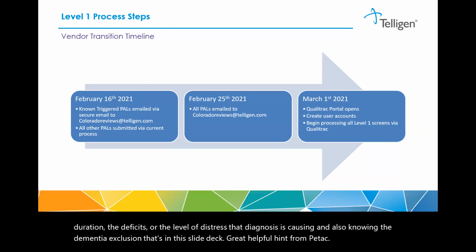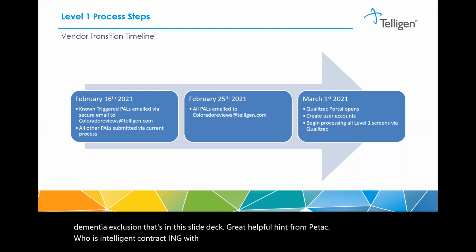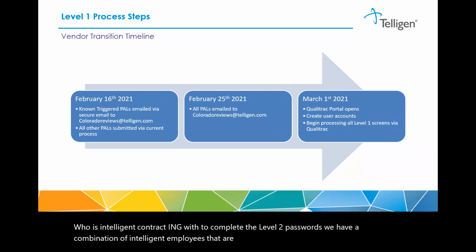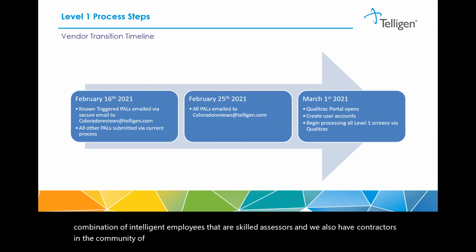Who is Telligent contracting with to complete the level 2 PASRRs? We have a combination of Telligent employees that are skilled assessors, and we also have contractors in the community of Colorado. So we have a very wide portfolio of people to do the level 2.